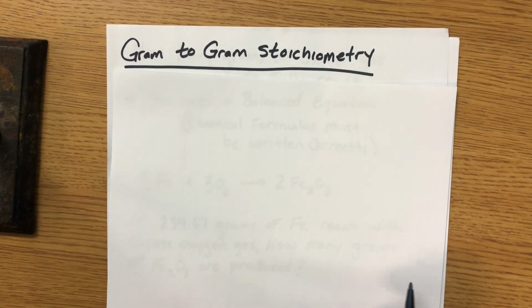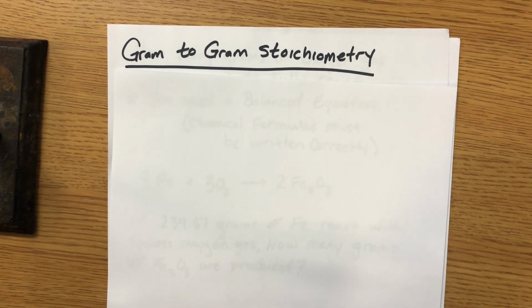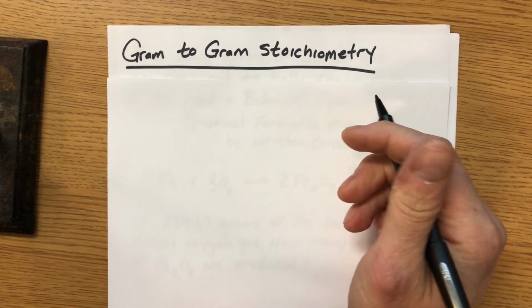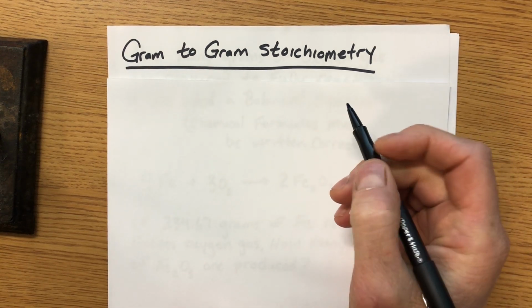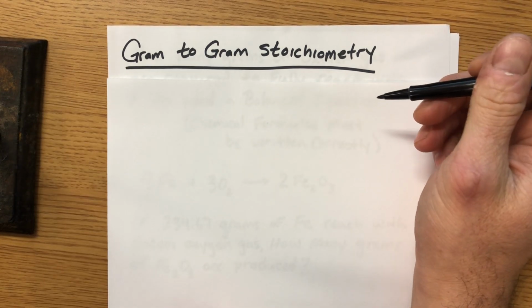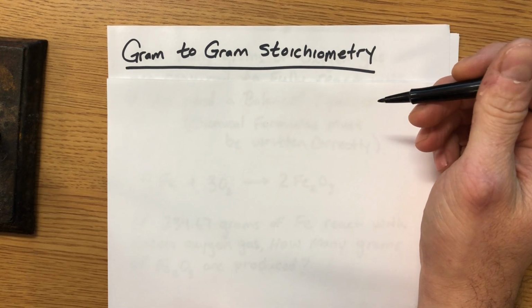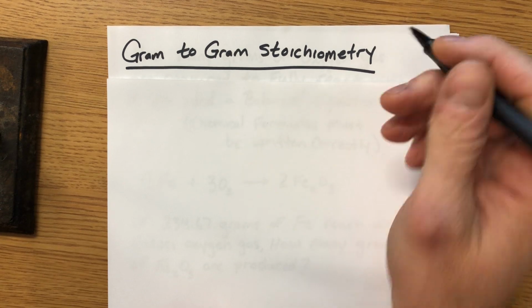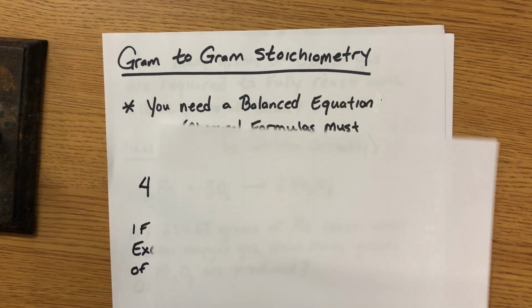All right, so this is gram to gram stoichiometry, and this is the next step you would take after learning how to do mole to mole stoichiometry. And some things are a little bit different, and a lot of it is very similar. So let's take a look at some of this stuff together.